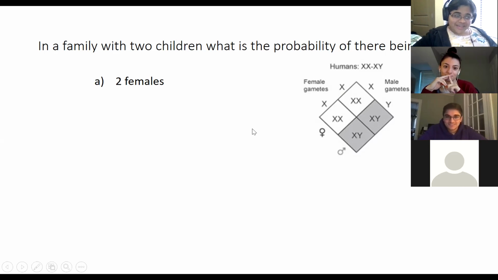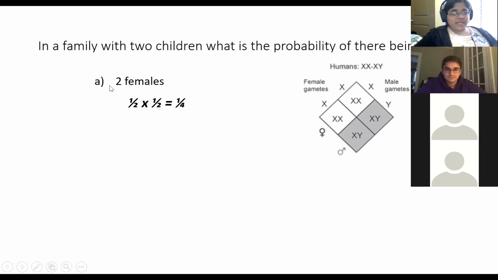Is it 1/4? Yes, because you get half a chance of getting a female every time. So half times half is 1/4. With two females, it would be 1/4 that you would end up with that probability. That's the probability of getting two females.